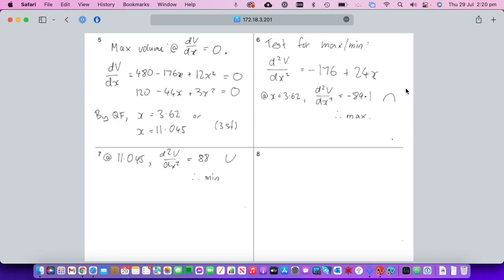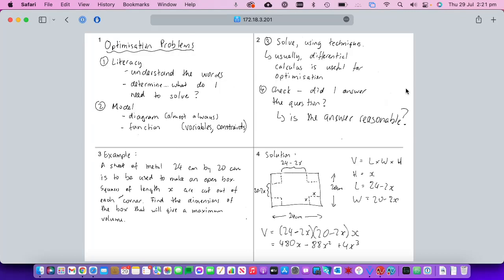So 11.045 is actually impossible. 3.62 is a pretty good maximum. So we're done. Correct? No. Why aren't we done? You need to find the volume and the length of it. I would probably work out the volume maybe. No, I wouldn't. If I was in a test, I wouldn't, because it hasn't asked me to.